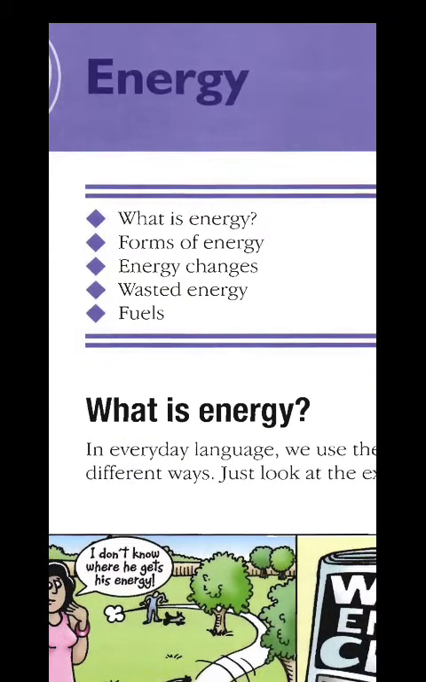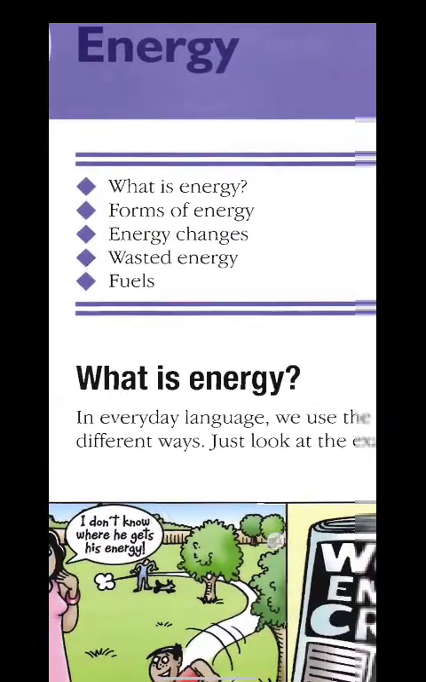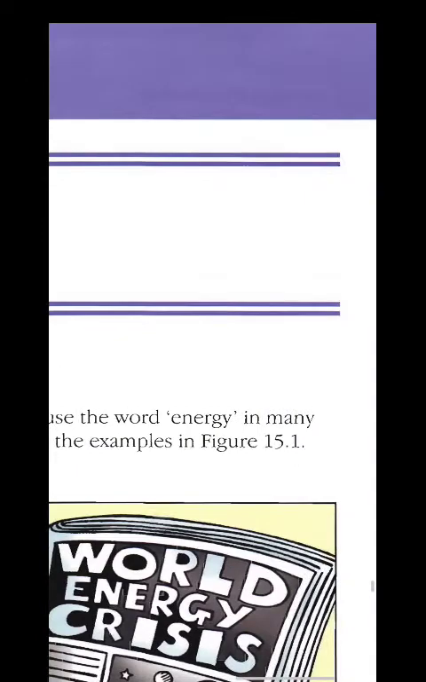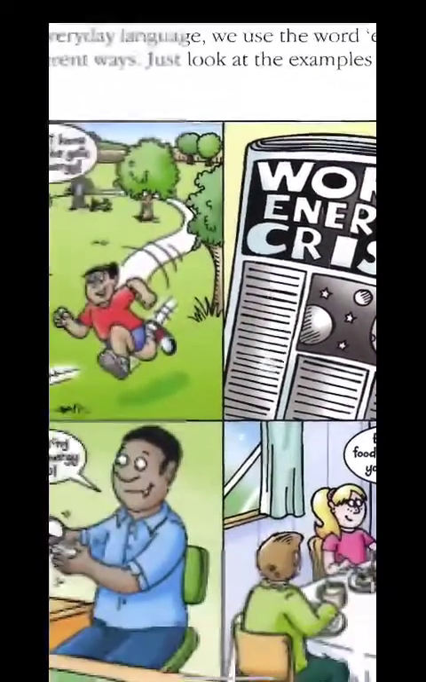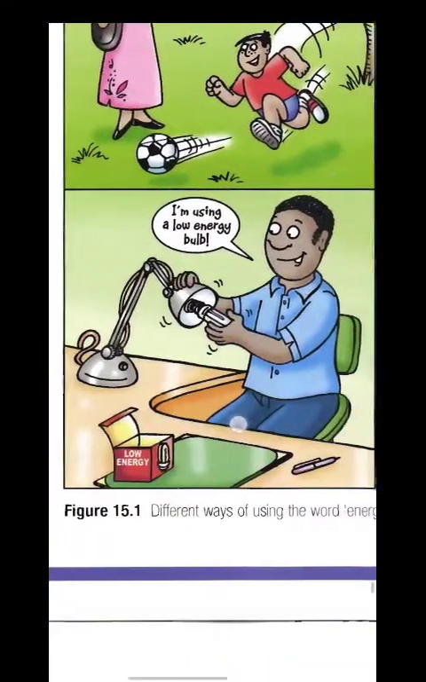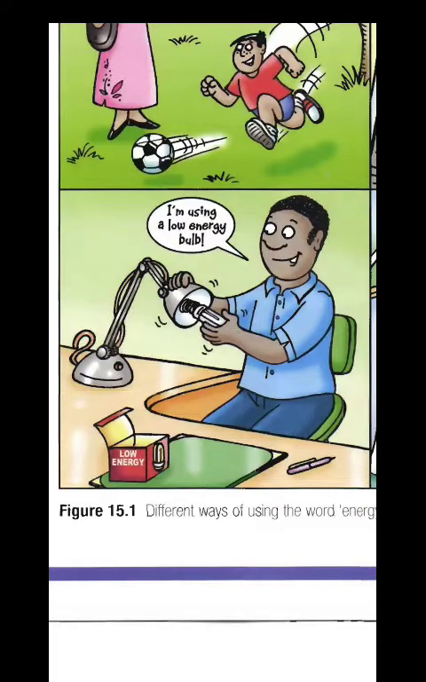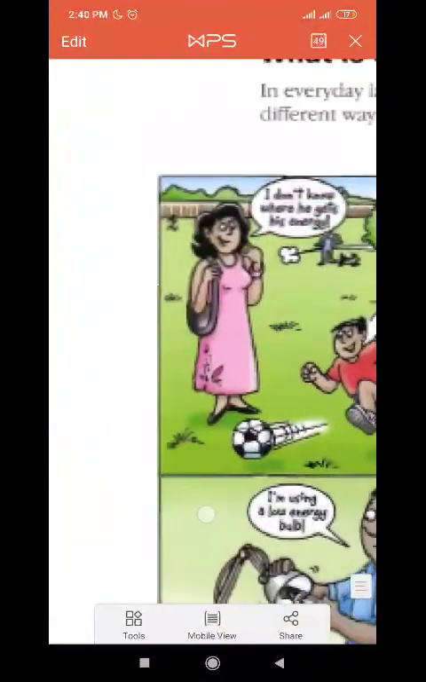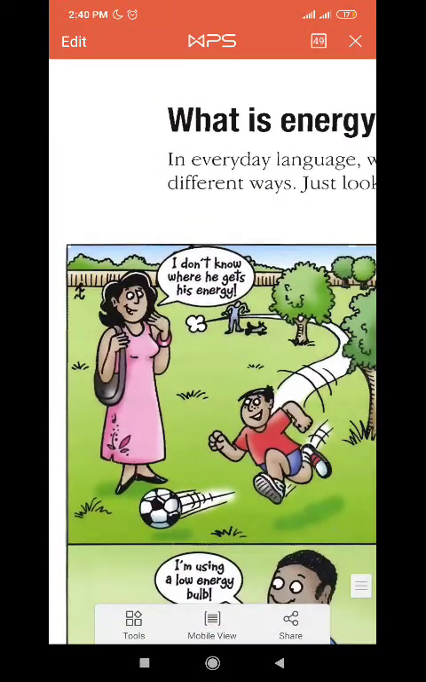You see, the book says in everyday language we use the word energy in many different ways. Just look at the examples in figure 15.1. Okay, where is that figure 15.1? Yes, right here. It says different ways of using the word energy. Number one, I see a mother and a kid. This kid looks like he's in grade 6. I don't really think he's in Form 1, but anyways.